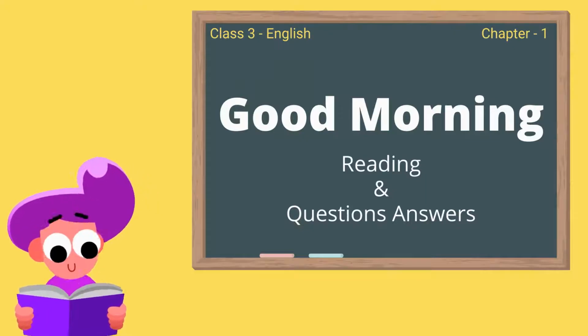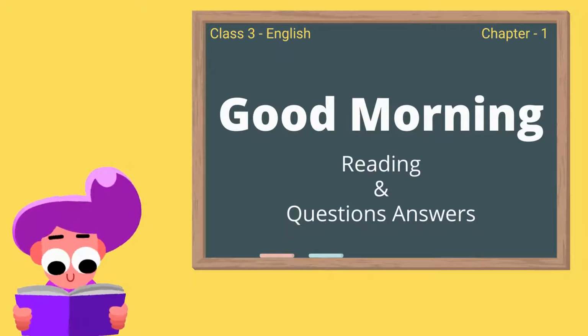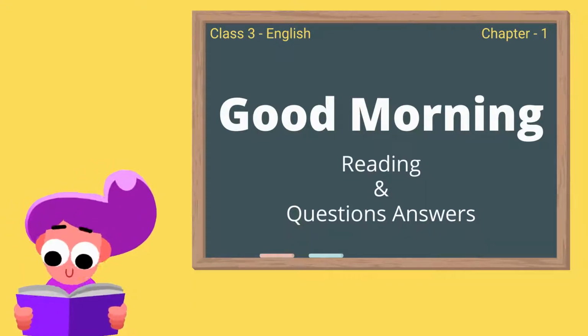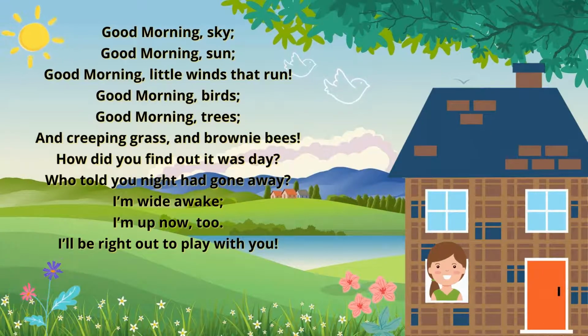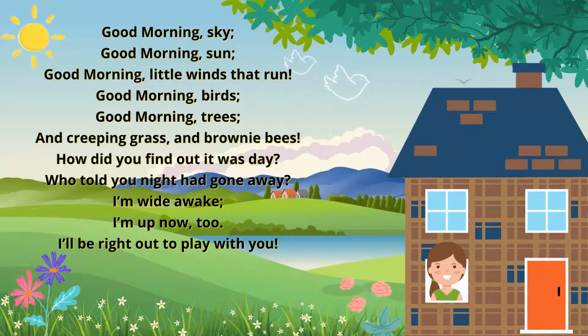This is a poem. So, let's read the poem. Good morning sky, good morning sun, good morning little winds that run. Good morning birds, good morning trees, and creeping grass and brownie bees.